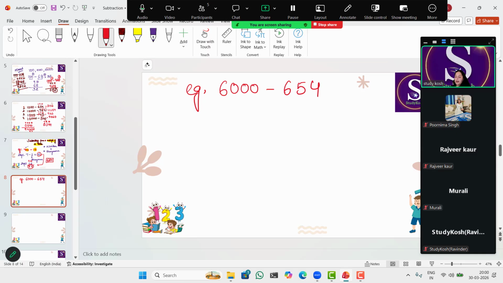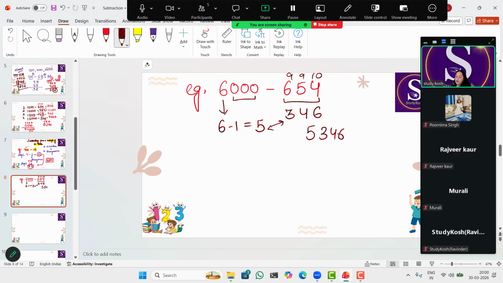And in case we have a number like this, 800 minus 125. In the last two cases, the number of zeros and digits were the same. But in this question, the number of digits here and here are the same, right? So there is a little change in this case.